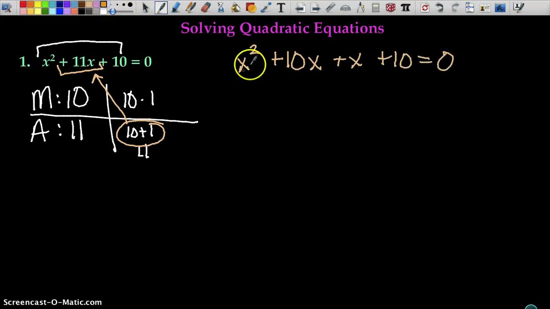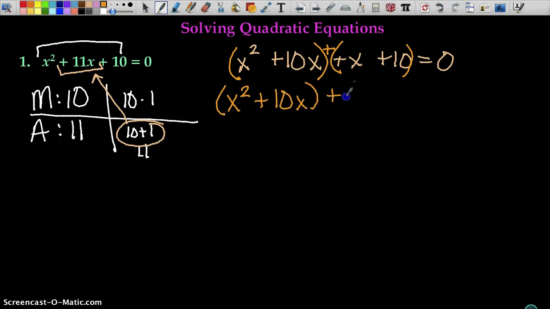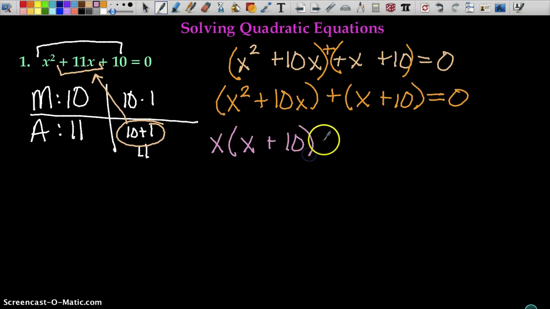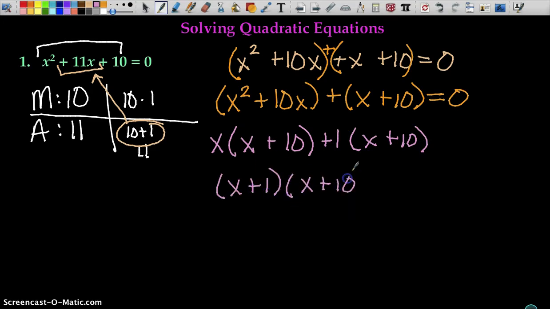Remember, now we do our grouping. So group your first two, last two, put the plus sign in between, so it should look like x squared plus 10x plus x plus 10 equals 0. Take out your GCF, so x is the only thing that these two have in common, leaving you with x plus 10. In this case, they don't have anything in common, so our GCF is 1. And now we group our GCFs, x plus 1, and our x plus 10. Okay, so now we have factored these. And now we use our zero product property to solve.